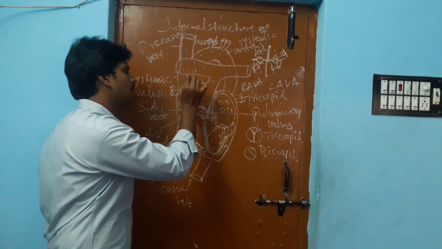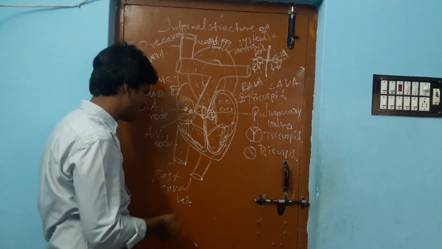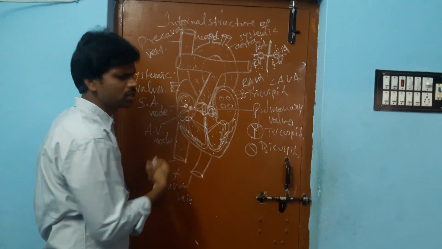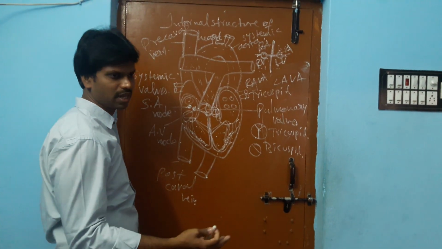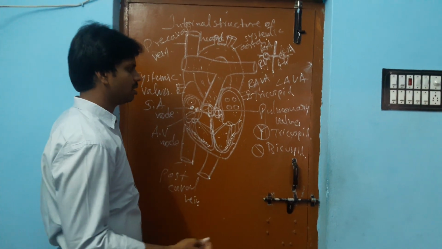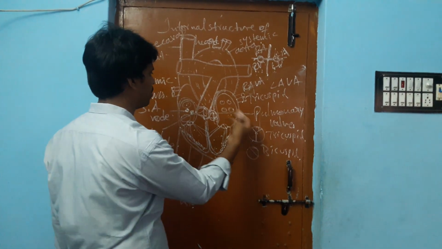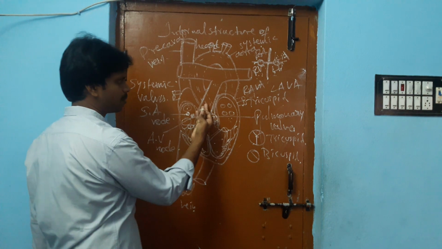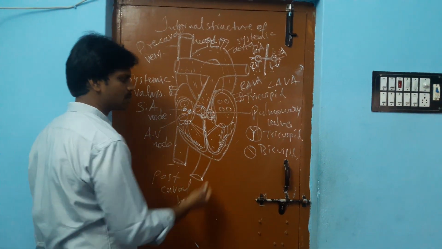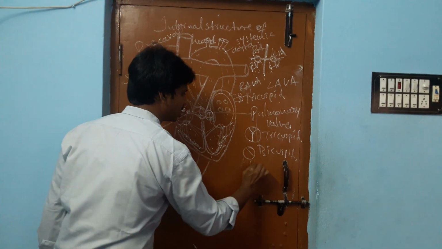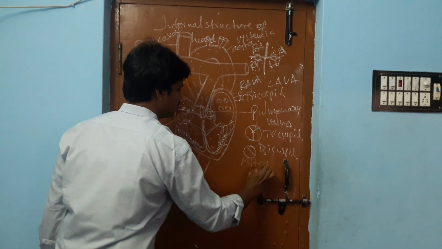Even in the precaval vein as well as in the postcaval vein, the valve of Thebesius and valve of Eustachius, such types of valves are there, but it is not necessary for 10th class students. These valves are important: pulmonary valves for the pulmonary artery, systemic valves for the systemic aorta, the tricuspid valve, and the bicuspid valve, which is also known as the mitral valve, very important. What are these valves?